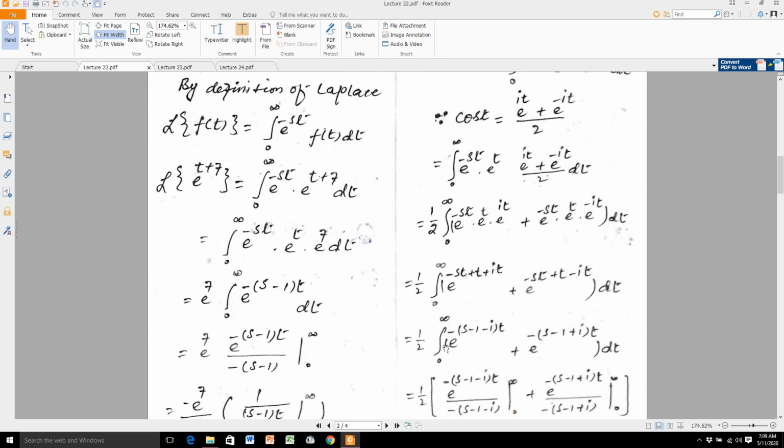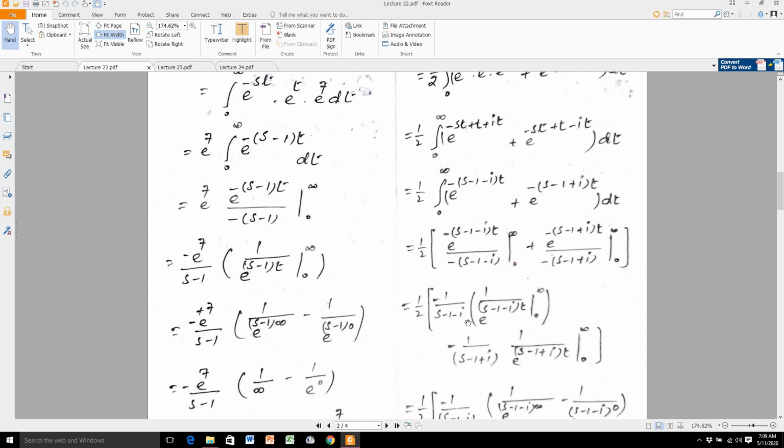Then I am writing it as 1 over 2 from 0 to infinity e raised to power minus, take common negative t, minus t common, then remaining is s minus 1 minus iota. Then when we take negative t common, it becomes s minus 1 plus iota. When I take integrals of these two, we get the following results, as shown here.